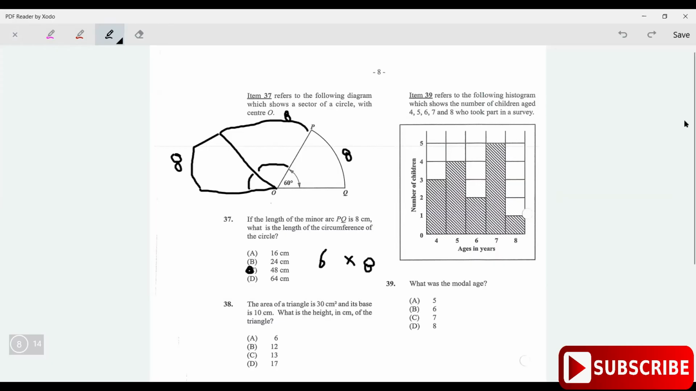Nice. Next question. It says, the area of a triangle is 30 and its base is 10. What is the height? So 30 is equal to a half the base. Half of 10 is 5, times the height h, and so 30 is equal to 5h. So we divide both sides by 5, and h is 30 divided by 5, which is 6. So the height is 6. Easy.